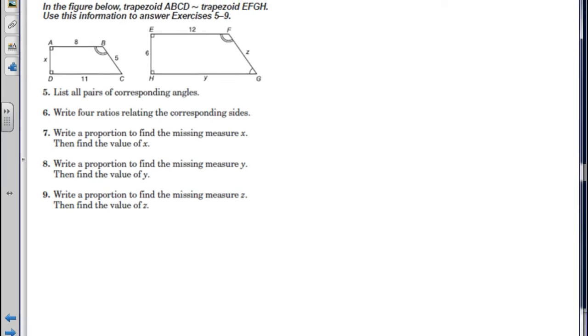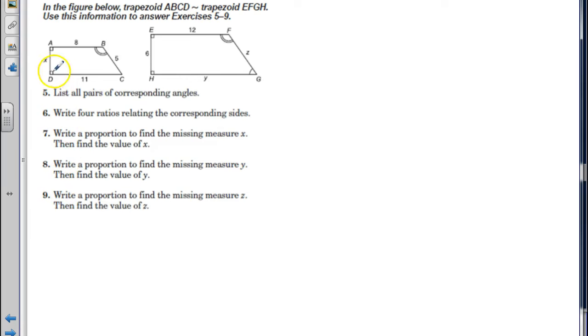All right, let's keep going here. Last thing. In the figure below, trapezoid ABCD is similar to trapezoid EFGH. Use this information to answer exercises 5 through 9. All right, so pause the video and you guys should be able to do all of these things. So go ahead and pause it and try them out.